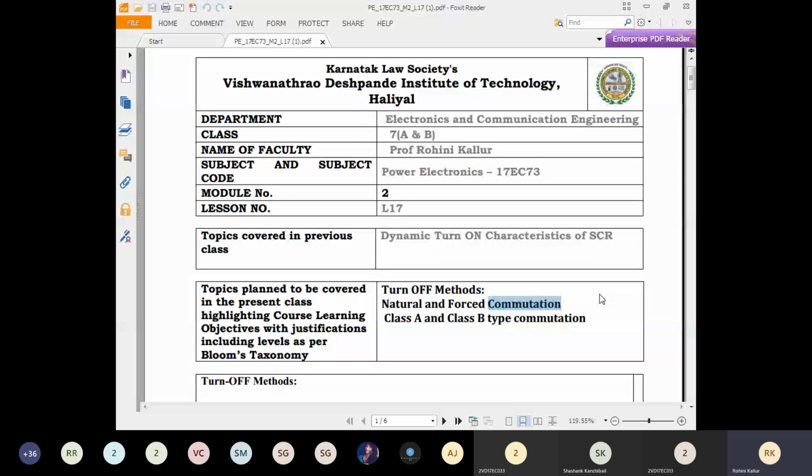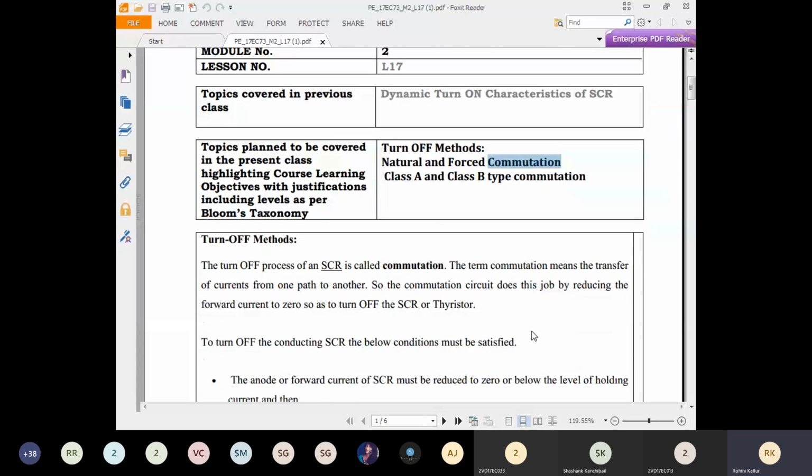So this condition we will utilize here, and we use a natural or a forced commutation circuitry. Here I will try to turn off a device using two methods. One is called natural commutation and the second one is called forced commutation. In the next part we will see what conditions are to be satisfied for turning off a conducting SCR and what its types are, and we'll see natural and forced commutation as well as class A and class B commutations.